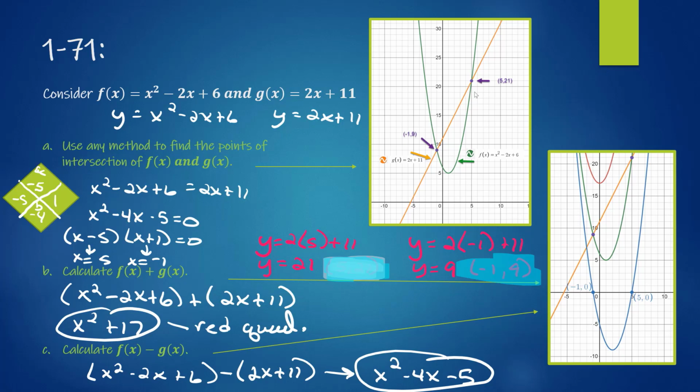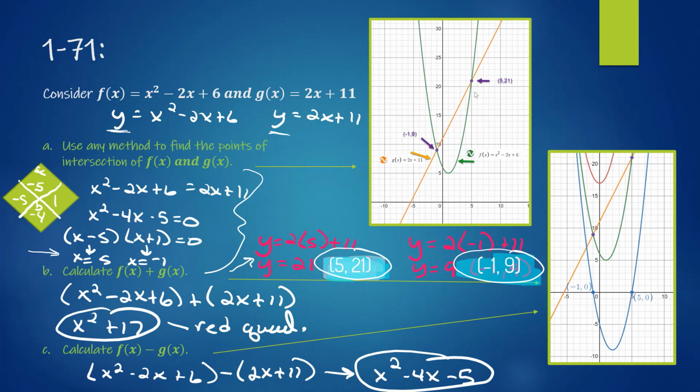So what I did over here is I changed the function notation to y. I set both of those equal to each other and treated it like a system of equations. Once I got down here and solved for x equals 5 and x equals negative 1, I just picked an equation to plug them back in. So I plugged 5 into y equals 2x plus 11, and I got (5, 21). That's my intersection point, which you see in the graph above. I did the same thing, used the same equation, and I plugged in negative 1, and I got (-1, 9), which you can also see in the graph above.